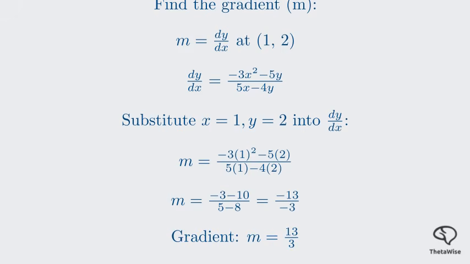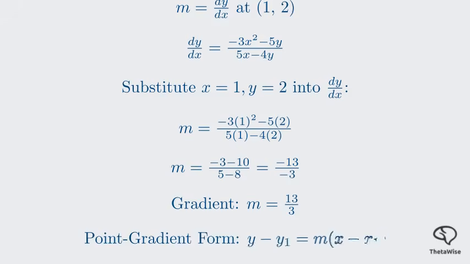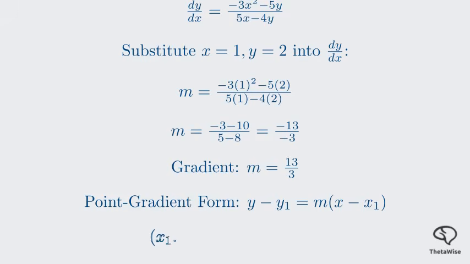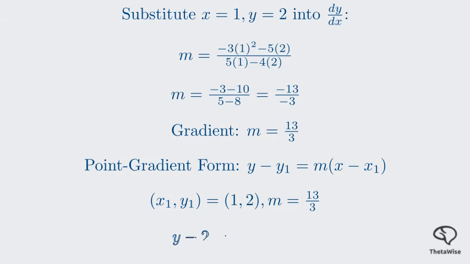Now we have the gradient and a point on the line. We can use the point-gradient form to find the equation. The point-gradient formula is y minus y1 equals m times the quantity x minus x1, where (x1, y1) is the point 1, 2, and m is 13 over 3. Substituting these values, we get y minus 2 equals 13 over 3 times the quantity x minus 1.